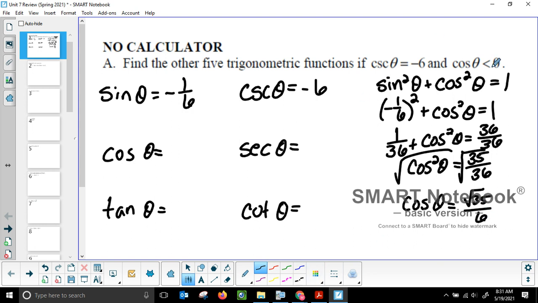All right, now, it does tell us up here that cosine of theta is less than 0. So this does have to be negative. All right, so this is negative square root of 35 over 6. Of course, to find secant, we just go ahead and take the reciprocal of this, which would be -6 over the square root of 35. So to rationalize, we would get -6 square roots of 35 over 35.